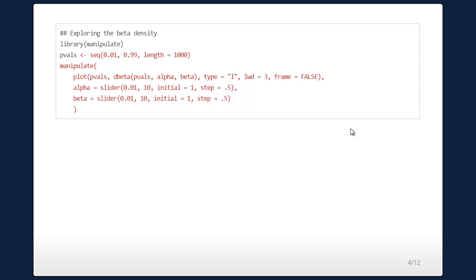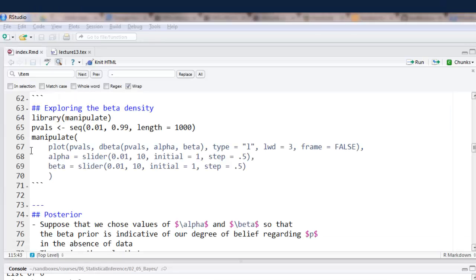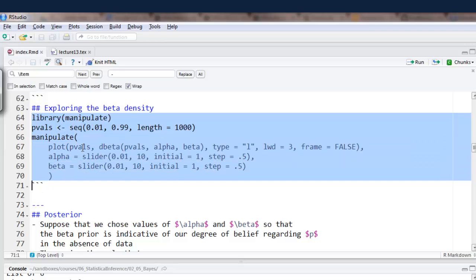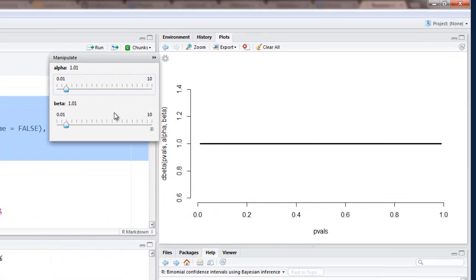Okay, so let's actually explore the beta density, and the way we're going to do this is with the manipulate function. I'm just going to create some values to plot, and then I'm going to manipulate over the two parameters that define the beta density, the alpha parameter and the beta parameter. So I'm going to create some p-values to explore, and then here's my beta density.